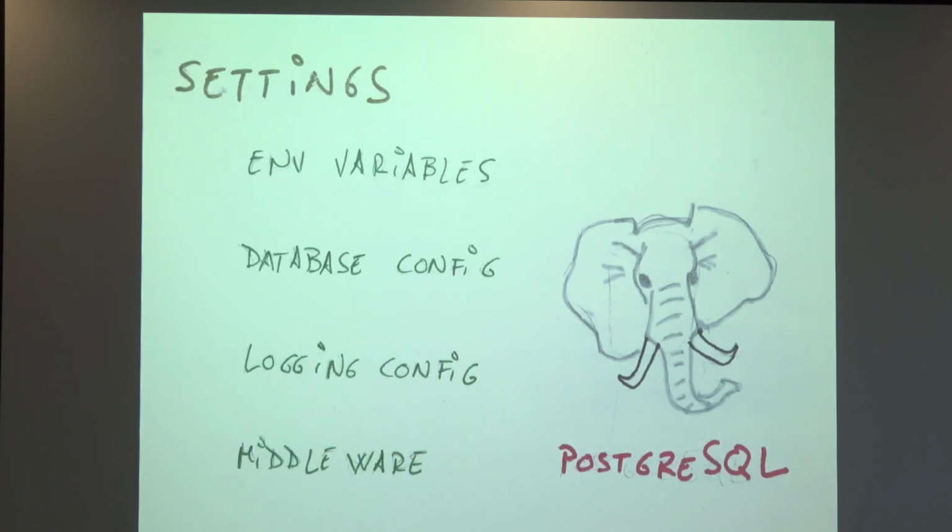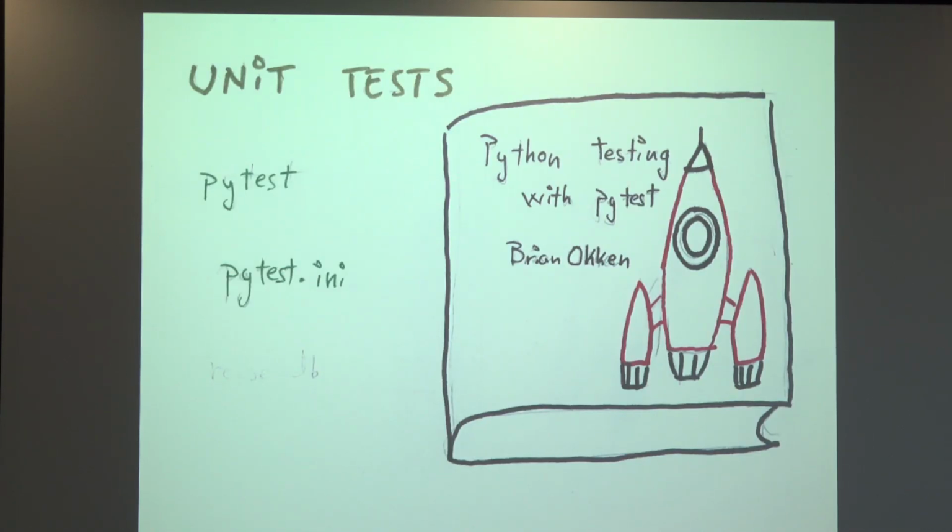There's also settings, and in the settings you set some environment variables, the database configuration, the login configuration, and the middleware. For this project, I'm using a Postgres database, which is also very standard in Django applications. For unit tests, I'm using PyTest.